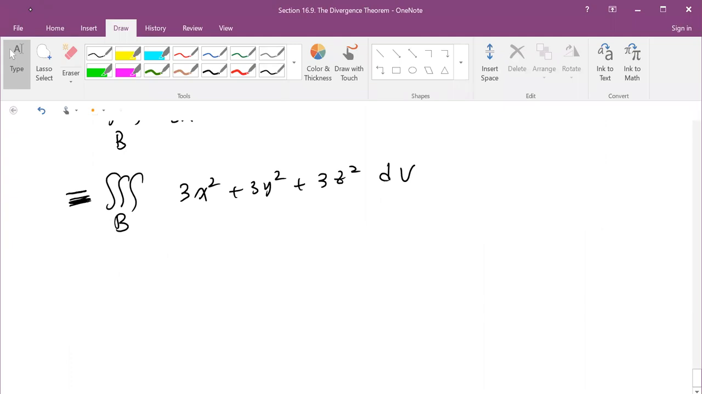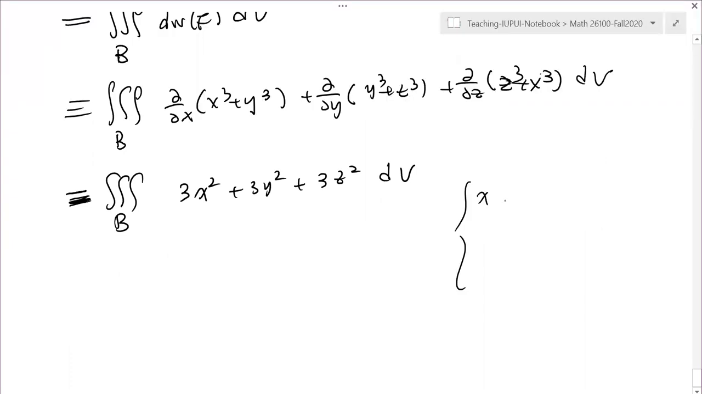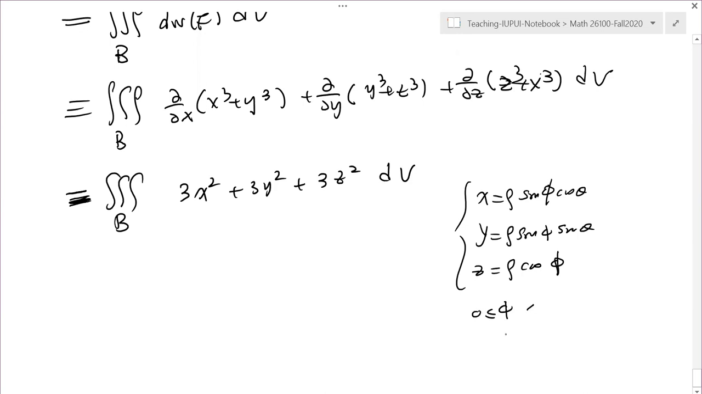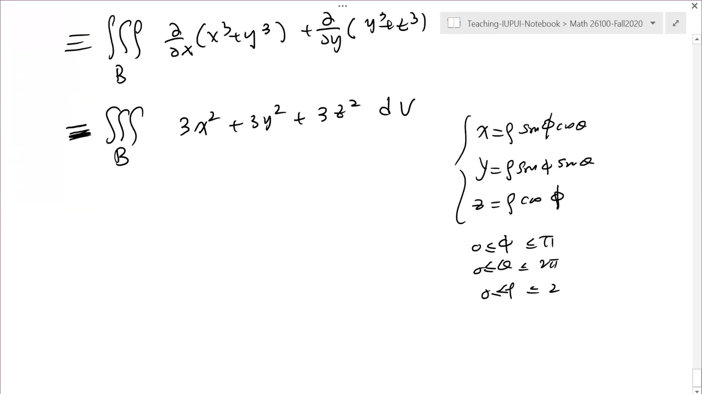So we should use the spherical substitution: x equals rho sine phi cosine theta, y equals rho sine phi sine theta, and z equals rho cosine phi. Phi is between 0 and pi, theta is between 0 and 2 pi, and rho is between 0 and 2. All right, and then remember the Jacobian. This region is denoted by the region, so it changes to the triple integral over that region.